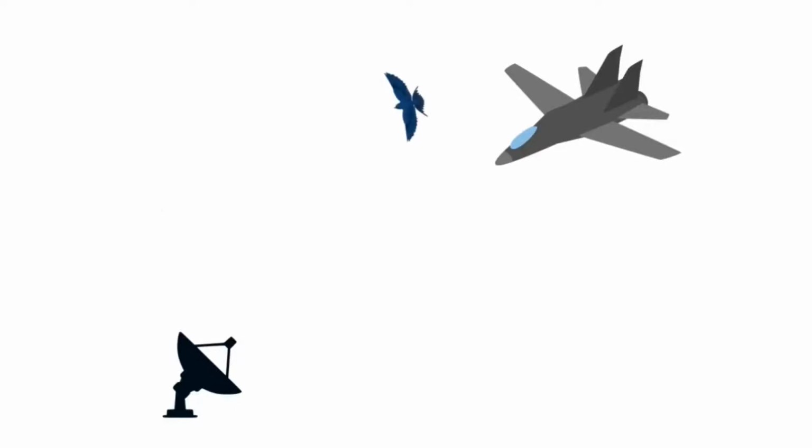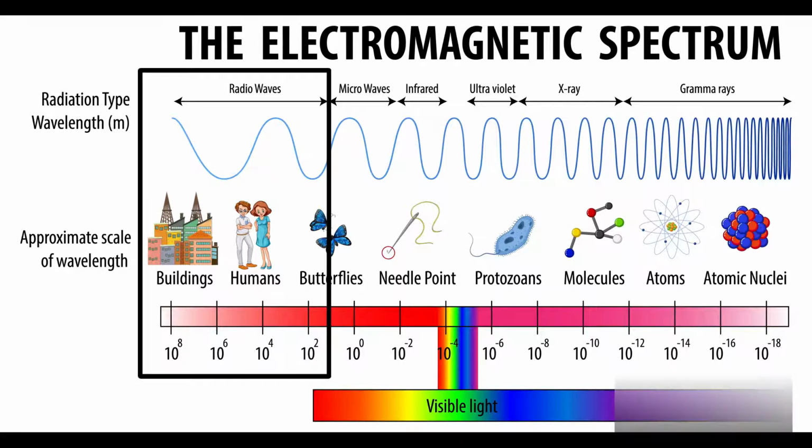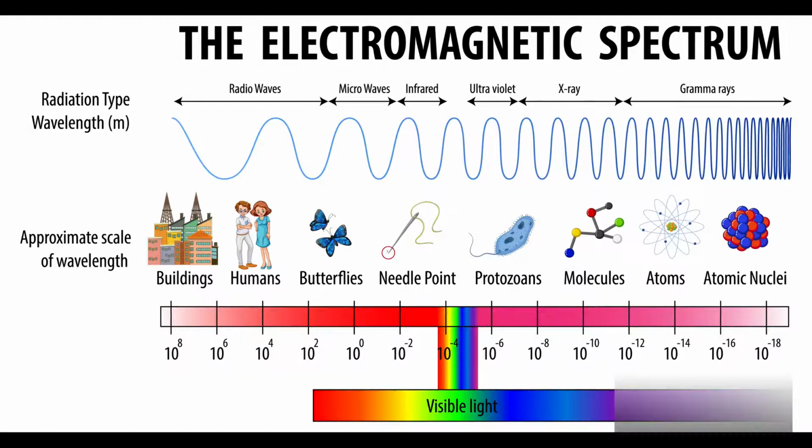Radar uses radio waves, which are the lowest frequency in the electromagnetic spectrum. They can be as big as a building or as small as a coin. These waves get projected from the radar's transmitter and are reflected off of potential targets.